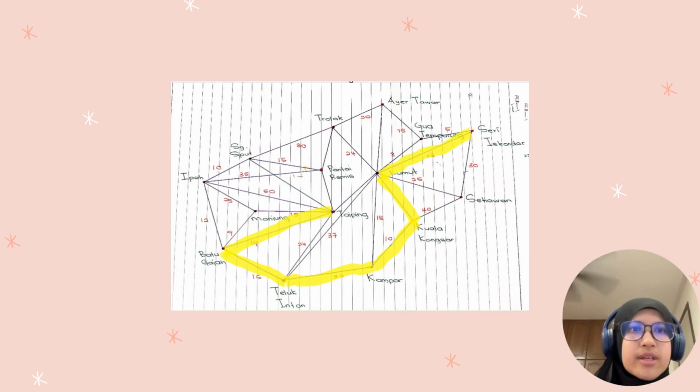Last but not least, Taiping to Batu Gajah 14, Batu Gajah to Teluk Intan 16, Teluk Intan to Kampar 32, Kampar to Kuala Kangsar 10, Kuala Kangsar to Lumut, Lumut to Seri Iskandar 23. Next, I will pass to Tanya to continue the other spanning trees. Thank you.